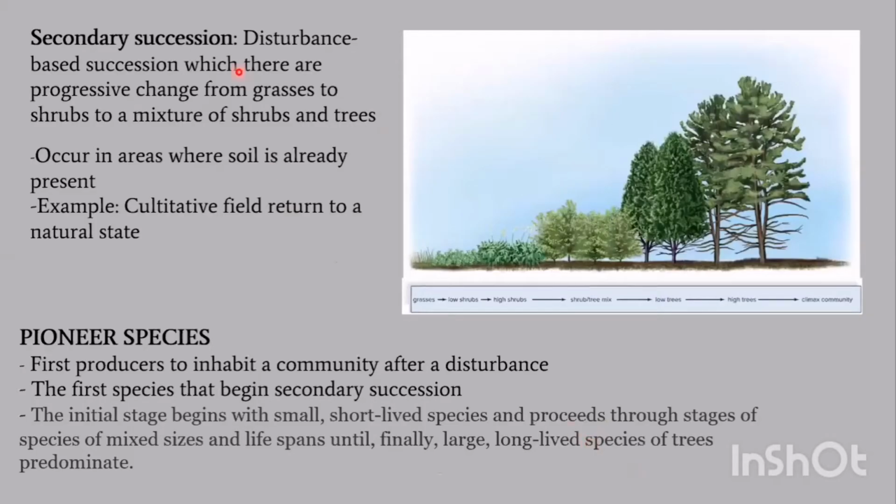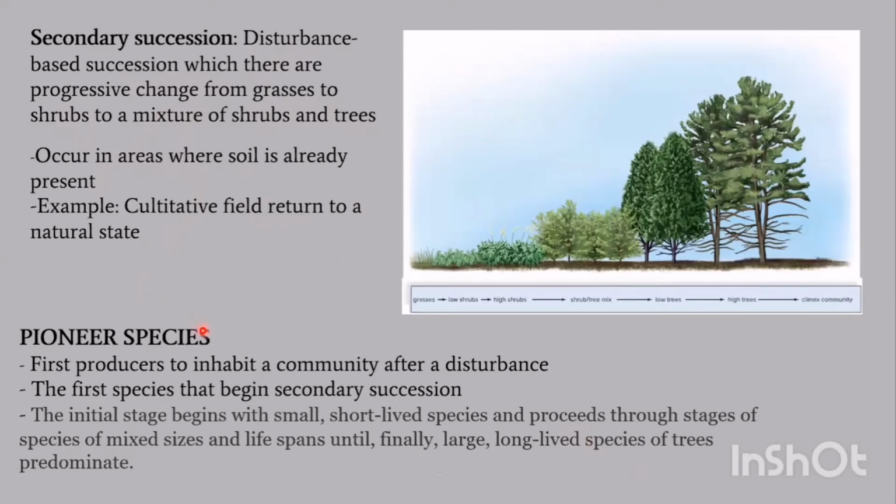So the secondary succession is disturbance-based succession, in which there is progressive change from grasses to shrubs to a mixture of shrubs and trees. It occurs in areas where the soil is already present. For example, a cultivated field returning to a natural state.